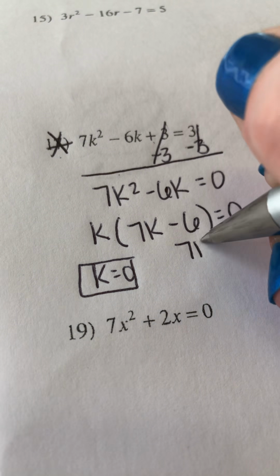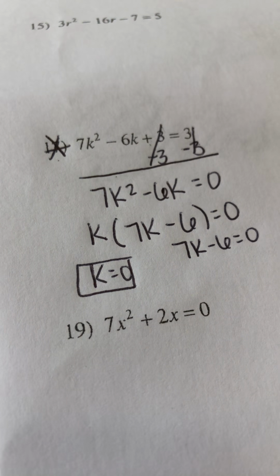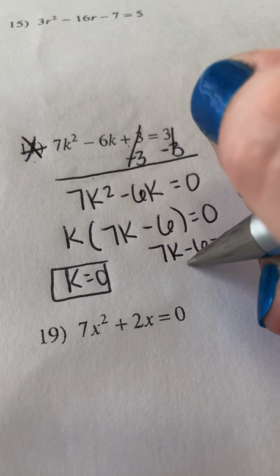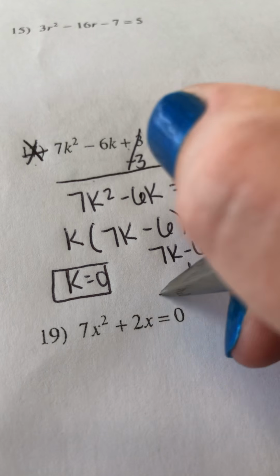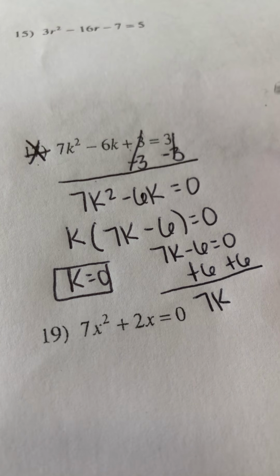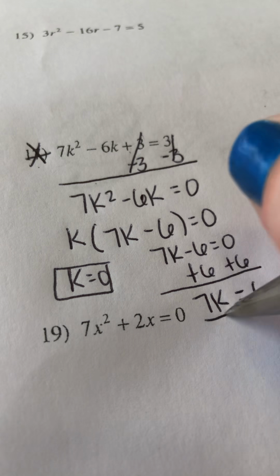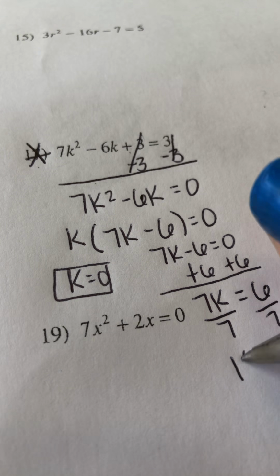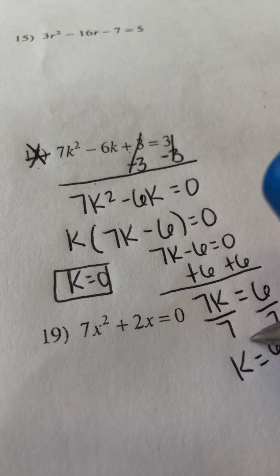Take this binomial, 7k minus 6 equals 0. Solve the two-step equation. Plus 6, 7k equals 6, divide by 7, k equals 6/7.